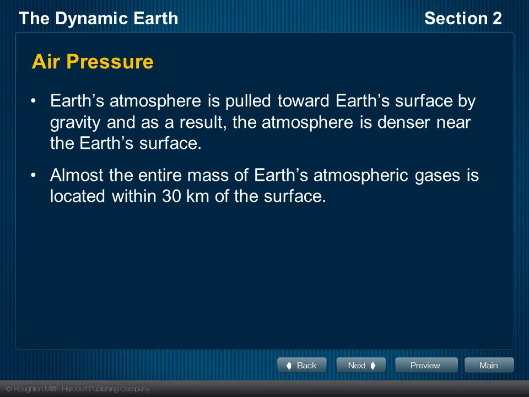And we have the force of gravity on the planet. What the force of gravity does is it, in a sense, pulls the stuff of the atmosphere, the matter, toward the Earth's surface. And through this mechanism, the atmosphere is denser the closer you get to the Earth's surface. Almost the entire mass of the Earth's atmospheric gases is located within 30 kilometers of the surface.